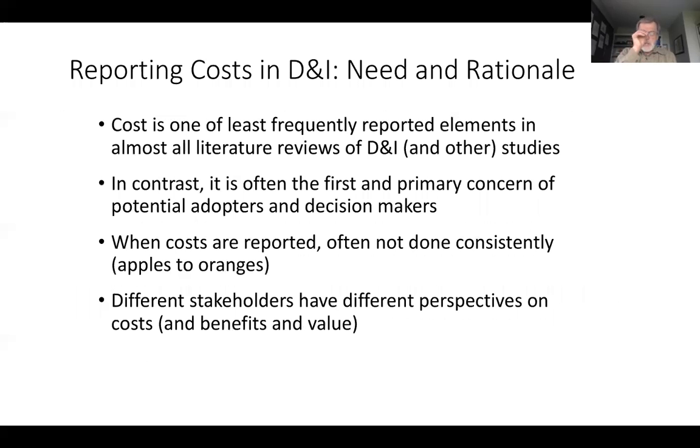Let's switch gears here. Take a breath. And now we're going to focus on cost and economic issues in dissemination and implementation research and grant proposals and publications. So first bullet point, this has gotten a little better over the last 5 to 10 years, but it's still the case that cost is one of the least frequently reported elements in almost all literature reviews or looking at grant proposals or other D&I work.